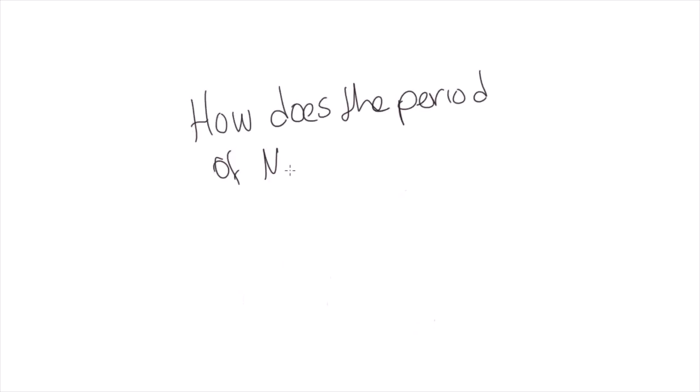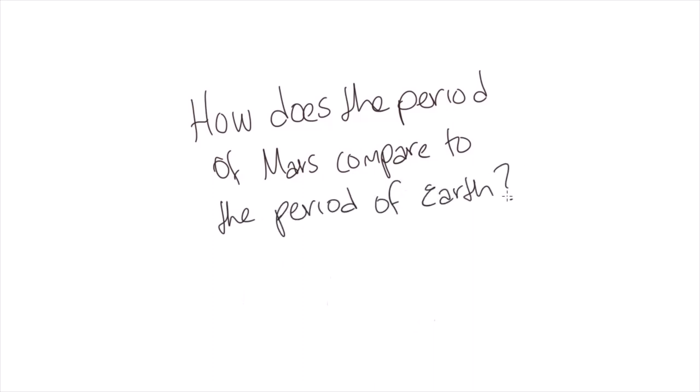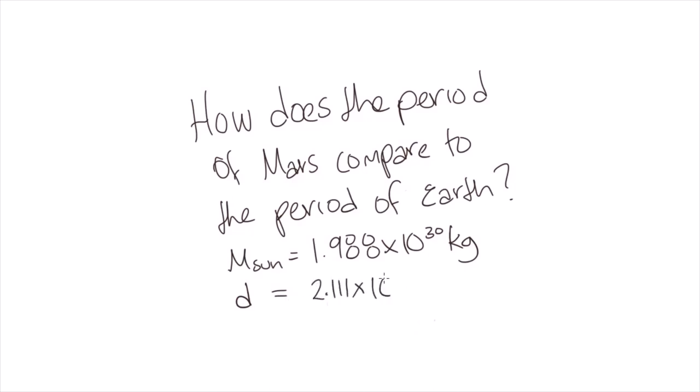Let's try another example. How does the period of Mars compare to the period of Earth? The mass of the Sun is equal to 1.988 times 10 to the 30 kilograms. The distance from Mars to the Sun is equal to 2.111 times 10 to the 8 kilometers.